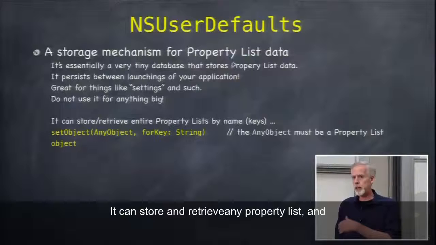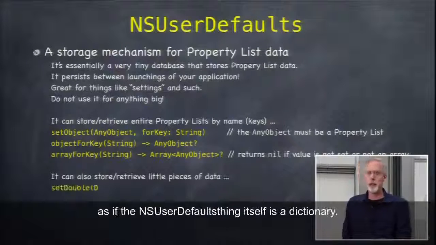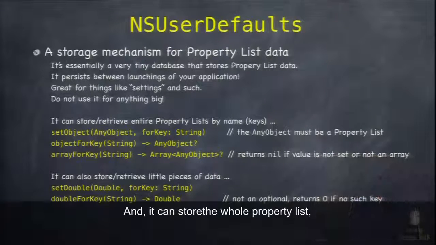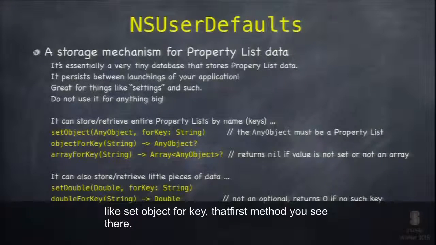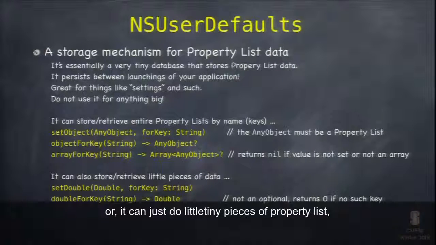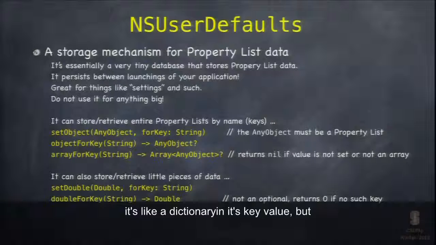It can store and retrieve any property list, and it just stores it like a dictionary, as if the NSUserDefaults thing itself is a dictionary. And it can store the whole property list, like setObject:forKey:, that first method you see there, and retrieve whole property list. Or it can just do little tiny pieces of property list, like it has a method setDouble that will just set a double for a certain key. Okay? So it's like a dictionary in that it's key value, but it only stores property lists.